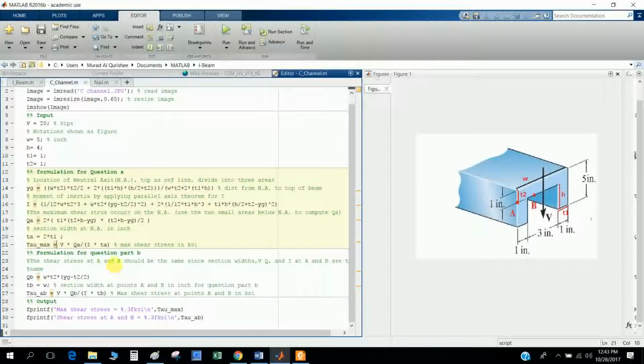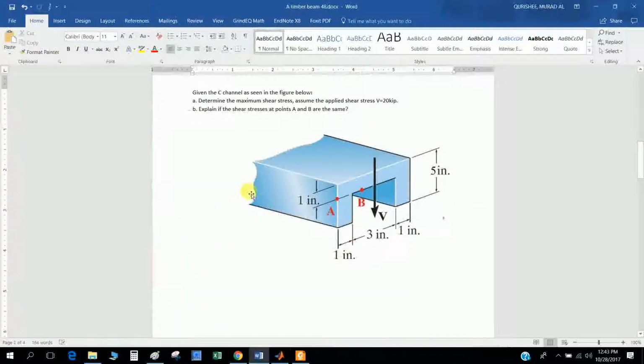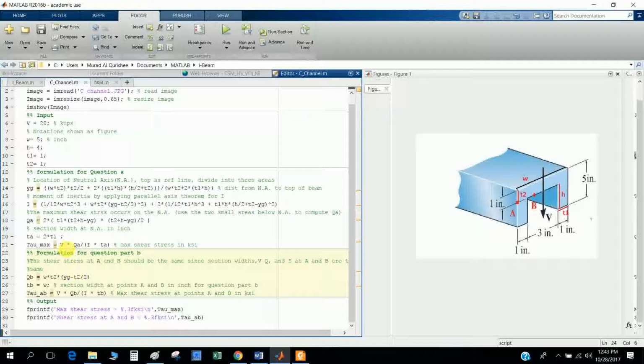And for question part B, explain if the shear stress at A and B are the same. Here they want the shear stress at A and B. You see here A and B. Mainly shear stress depends on QA, IA, TA, that means it is related with the area, right? You see here the thickness and their area are the same, at A and B. So the shear stress at A and B should be the same, since the section width, shear and moment of inertia are the same.